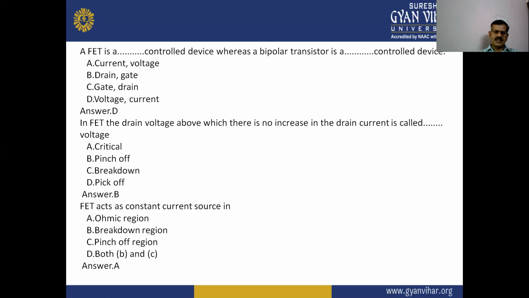Next, a FET acts as a constant current source in: option A, ohmic region, option B, breakdown region, option C, pinch off region, and option D, both B and C. So the correct answer is option A, in the ohmic region, in which the current is a constant source current. So the correct answer is A.